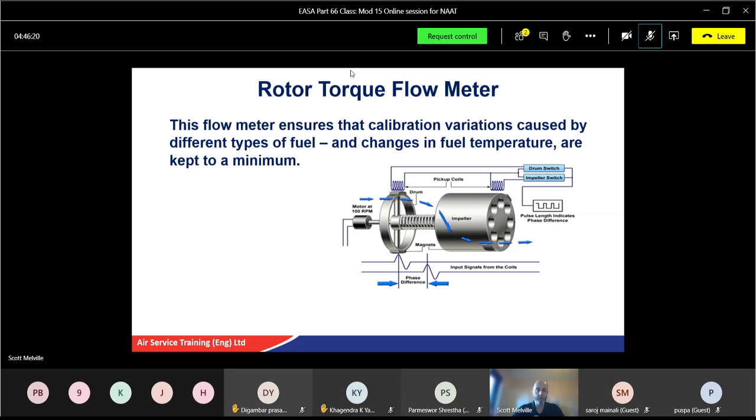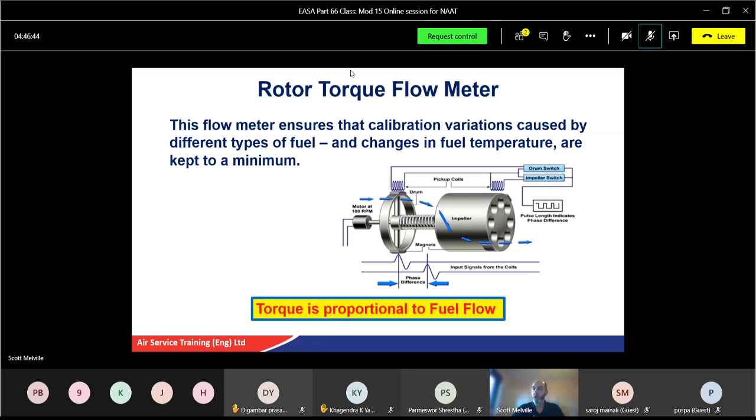But the fancy one, a rotor torque flow meter. As it sounds, it's to do with torque, the twisting moment of the actual internals of the motor itself. So this flow meter ensures that the calibration variations caused by different types of fuel, change of fuel temperature, are kept to a minimum. So this is the best one if you change your fuel and indeed the temperatures surrounding the fuel. Okay. Torque is proportional to fuel flow. So the more twist, that means it's proportional to the amount of fuel that's flowing through it.